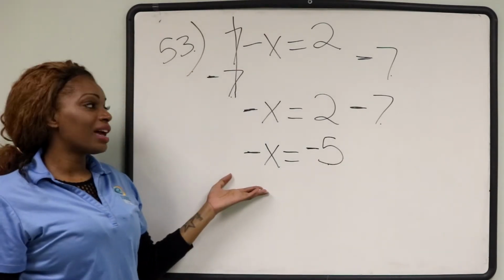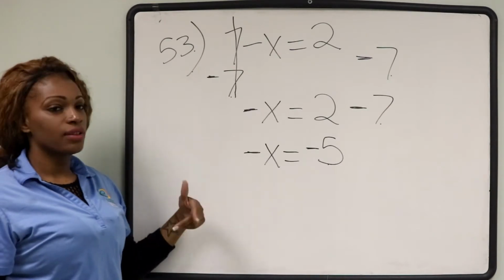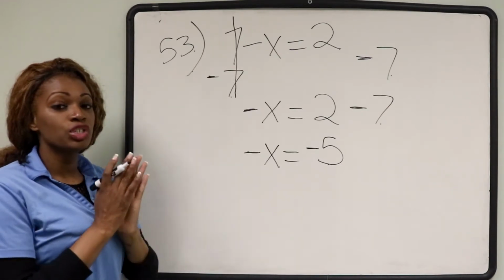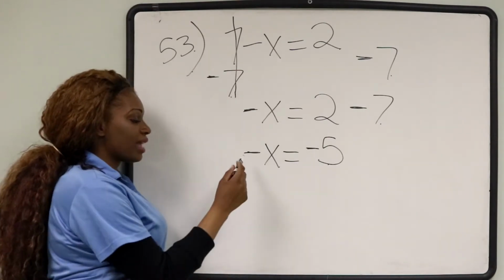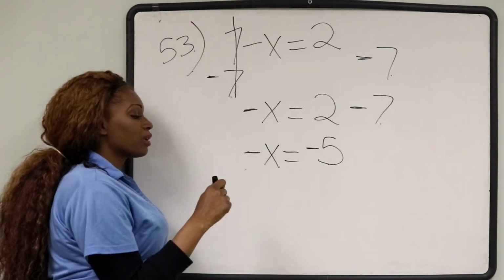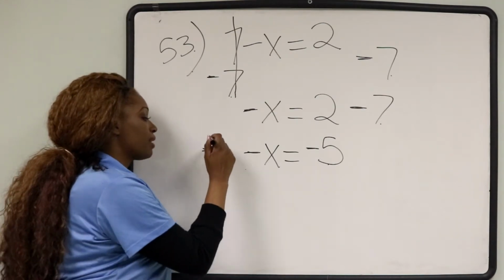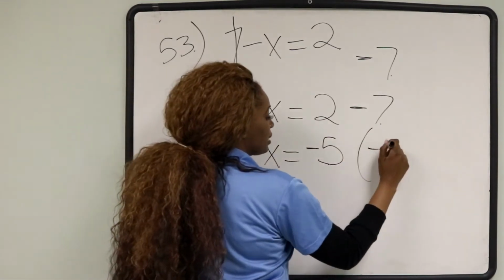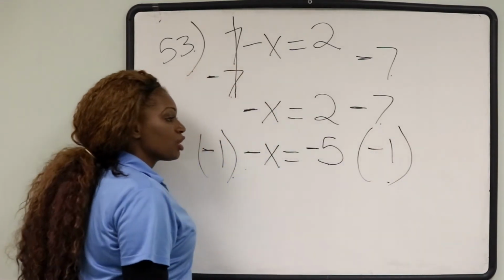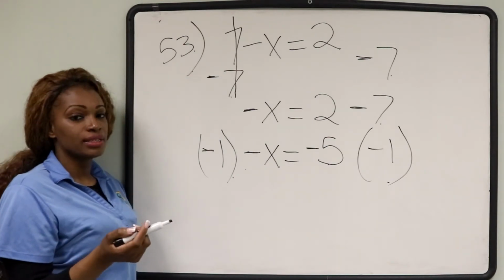You would assume that we're done, but we can't leave the negative in front of the variable because we want to solve for just x, not negative x. So in order to get rid of the negative in front of the x, we want to multiply by a negative 1, okay? So we're going to multiply a negative 1 on this side, and we're going to multiply a negative 1 on the opposite side. And that's simply so it's balanced. So we're going to have the equivalent equation, okay?